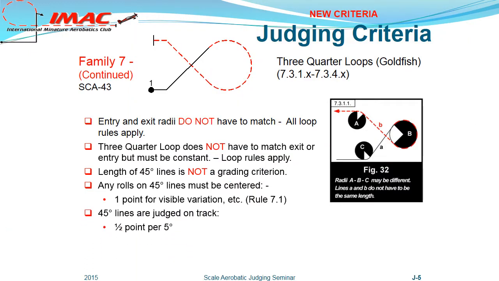The track of the 45-degree lines must be at the proper angle when compared to the true horizon, and is deducted at 1/2 point per 5 degrees.